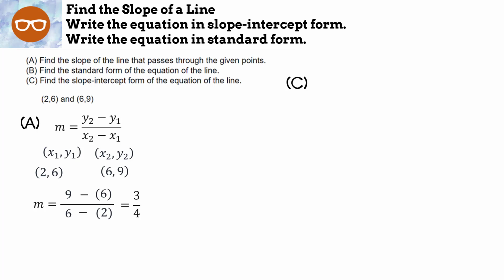Find the slope-intercept form of the equation of the line. Well, we already know the slope, which is 3/4. What we don't know is the y-intercept. And the ordered pairs that we're given, they're not the y-intercept. So what we're going to do is we're going to pick one of the ordered pairs and substitute that x and y into the formula. This time, I decided to do the first one.